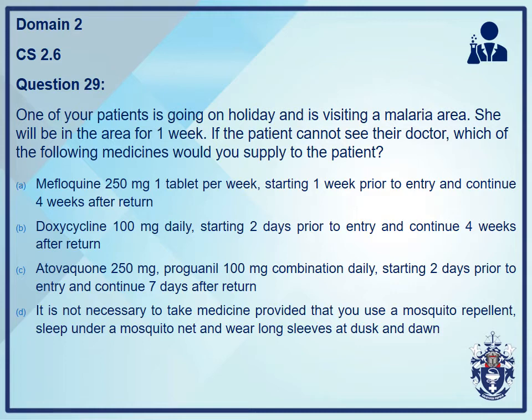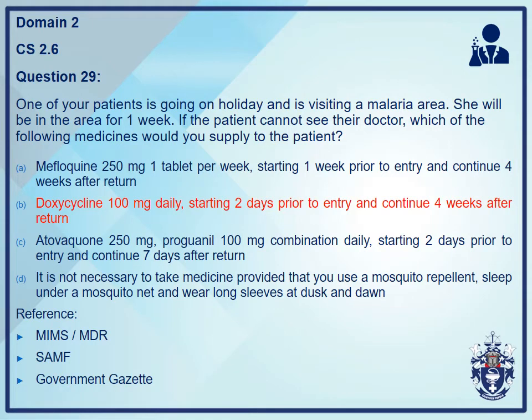C. Atovaquone 250 mg, proguanil 100 mg combination, daily, starting 2 days prior to entry and continue 7 days after return. D. It is not necessary to take medicine provided you use a mosquito repellent, sleep under a mosquito net, and wear long sleeves at dusk and dawn. The correct answer is B. And references to this question can be found in the MIMS, MDR, the SAMF, Government Gazette.